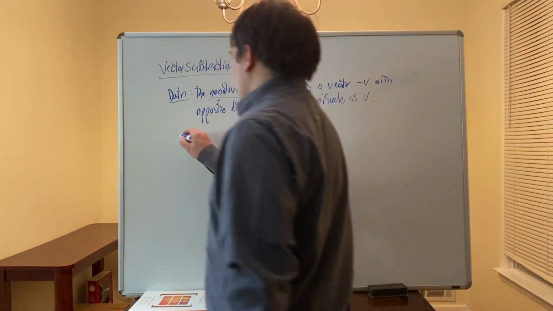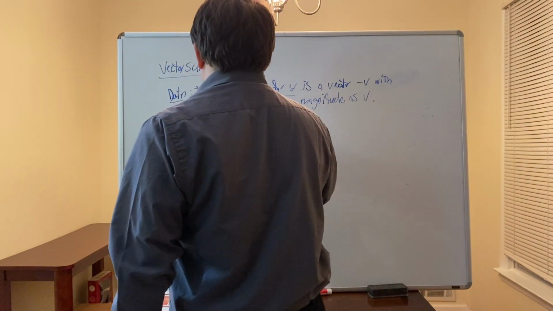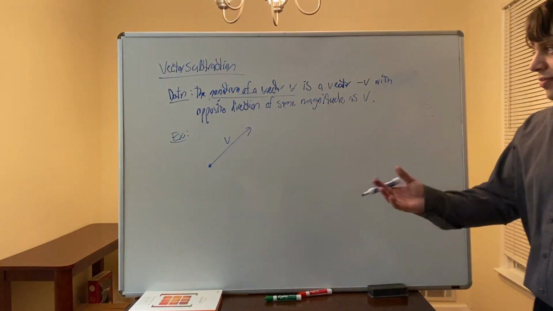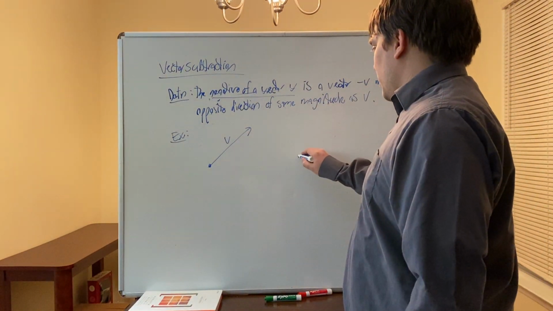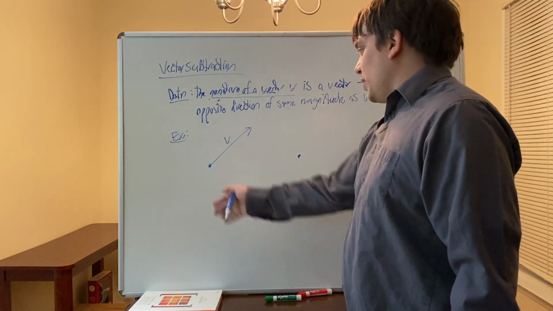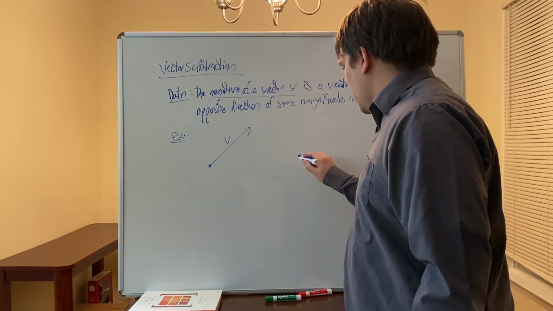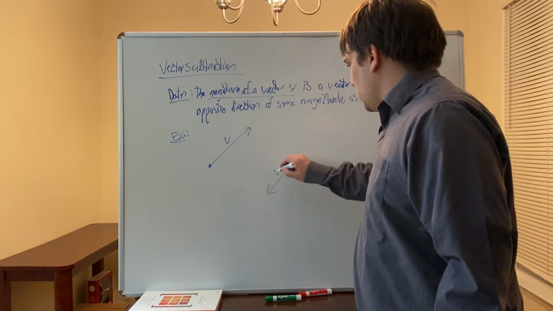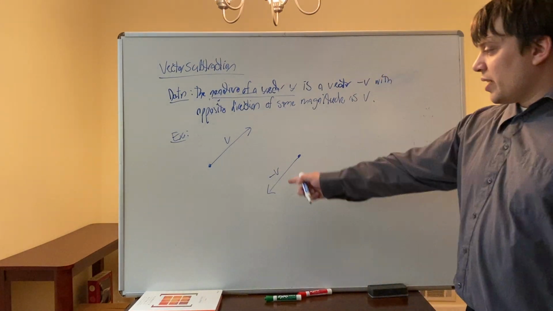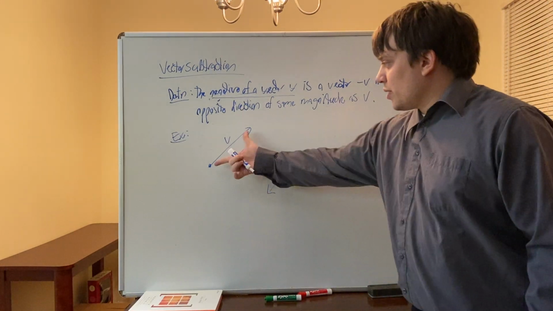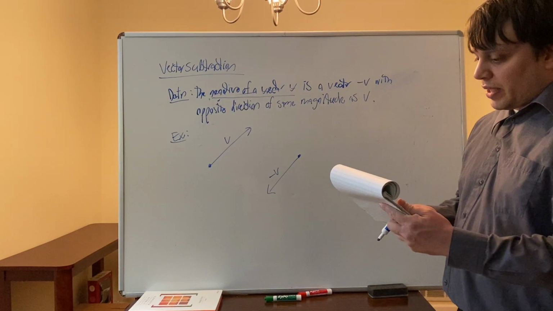An example of negative V: if you have a vector V here, it has a certain magnitude, so just take the opposite direction and the same length. So go here, and this vector is negative V. So negative V is the opposite direction, same magnitude. That's the negative of a vector.